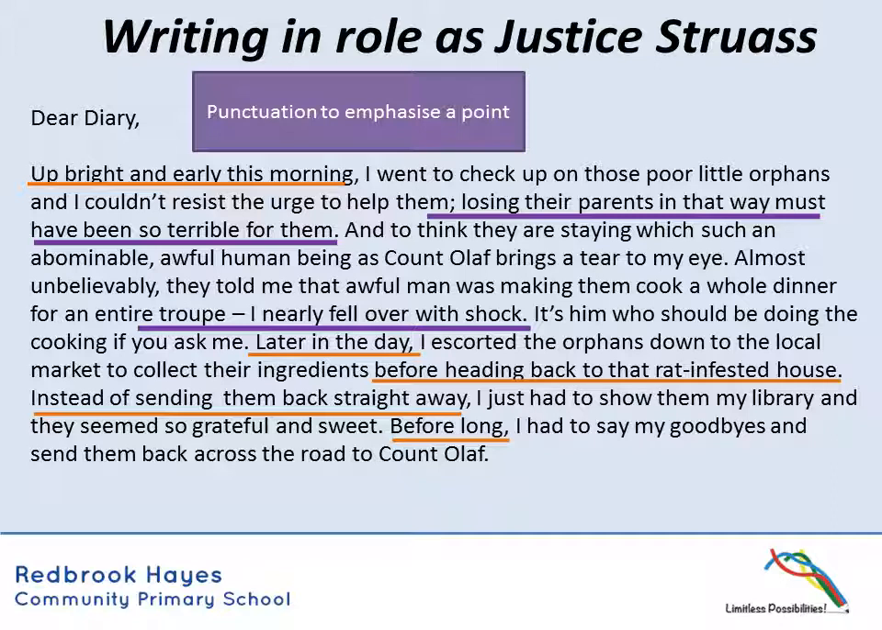So your task today then, guys, remember, is to write in role as Justice Strauss or potentially as Count Olaf. Now, if you're writing as Count Olaf, you want to get the point across that he's not a particularly nice character. So the language you choose in there is going to be different to the language I've chosen for Justice Strauss.